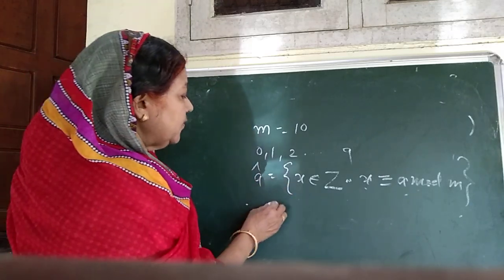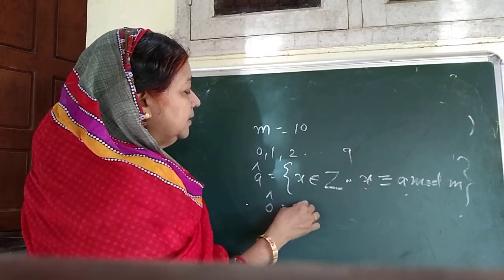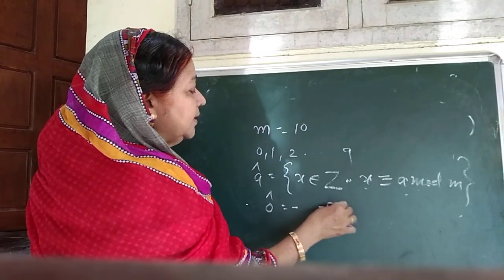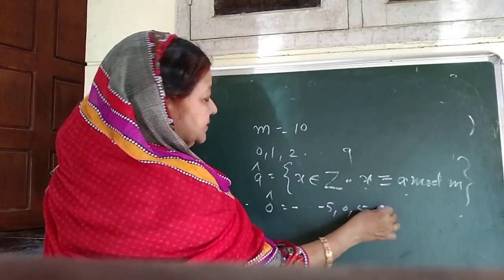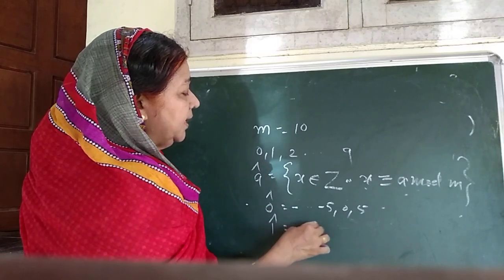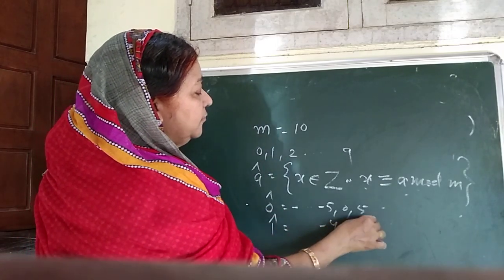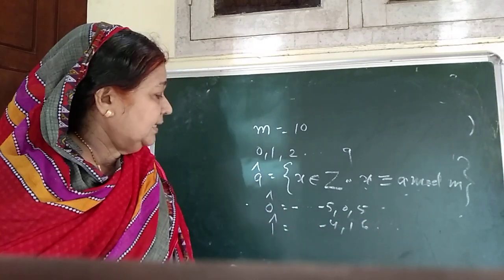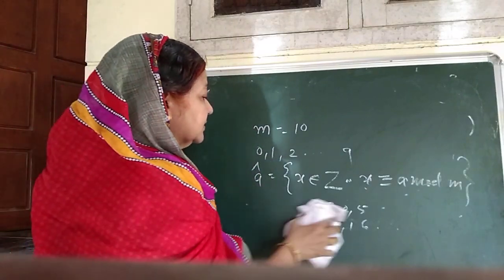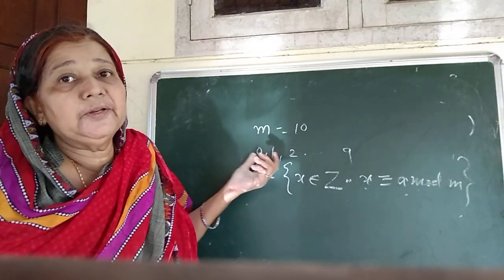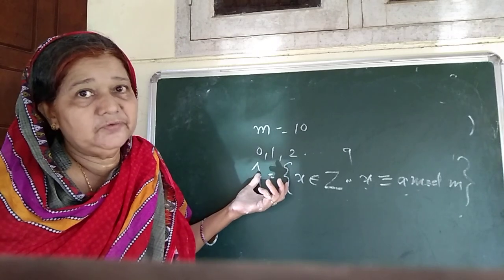So, in 0-cap, we can see that there are etc., minus 5, 0, 5, etc. Similarly, in 1-cap we have minus 4, 1, 6, etc. Thus, we can see the residue classes are disjoint and their union is the whole set of integers.